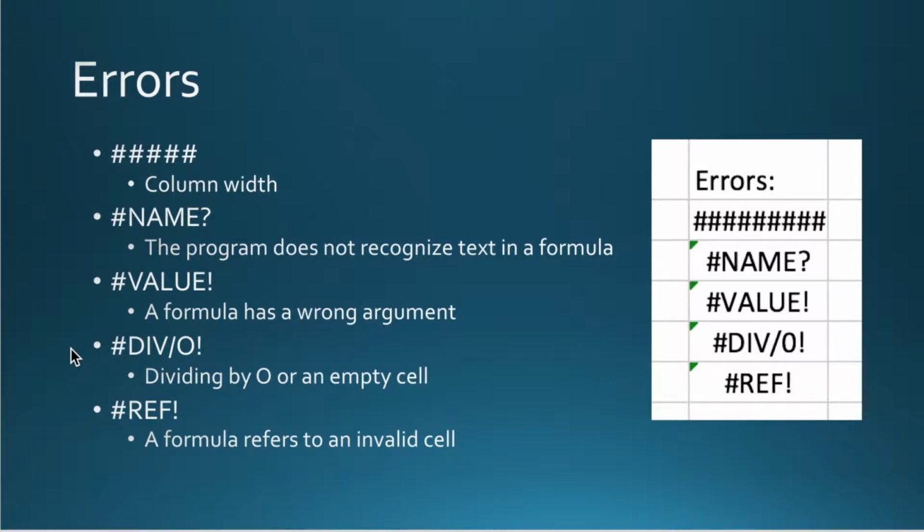Dividing by 0, that's what this error is. Of course you can't do that. So anytime you try to divide by 0 or divide by an empty cell, you'll get this error.